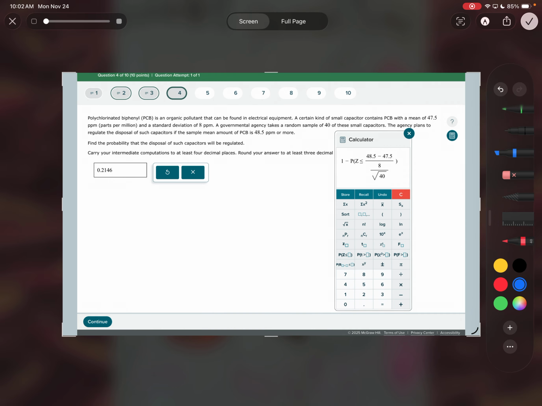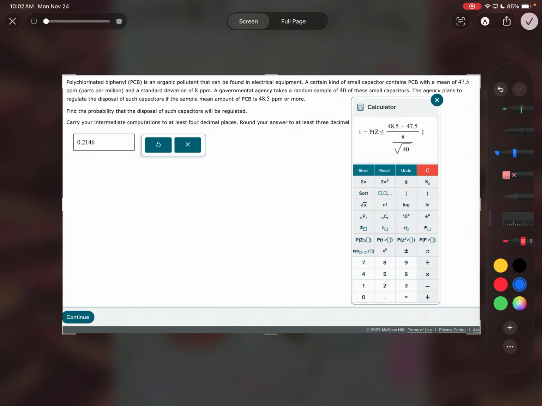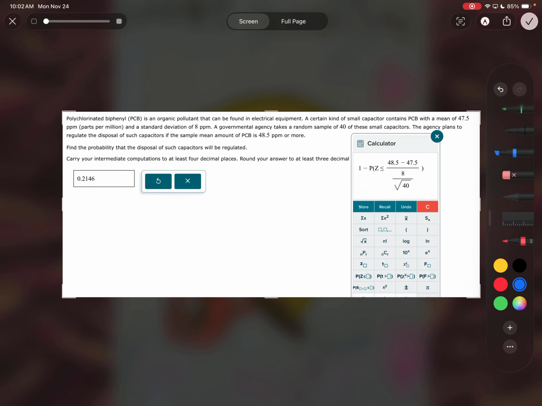Oh, wait. I need more than that. Okay, so again, what we're really looking at here, our mean is 47.5. We want, when we sample 40, for the average to be greater than 48.5. So we are looking in this area over here.